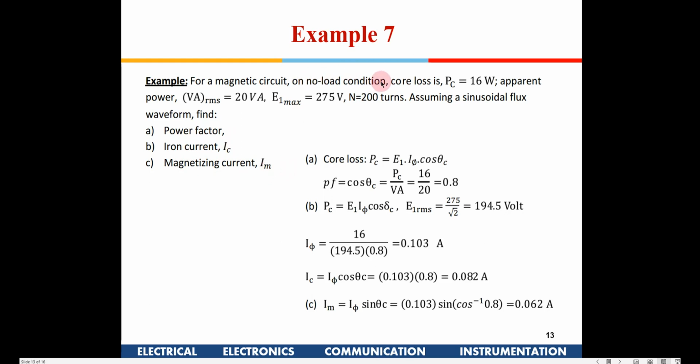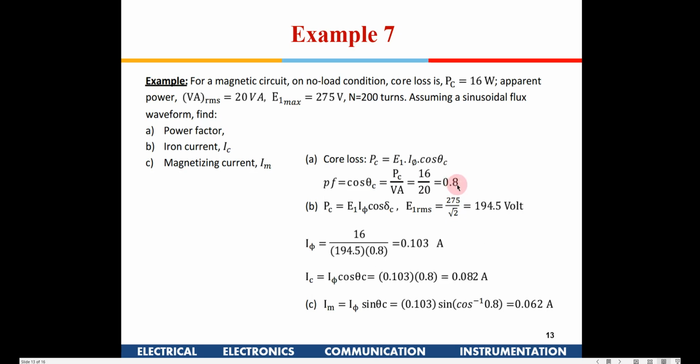So ideally, when we apply a voltage, no current should flow. But in this case, 16 watts of power is being dissipated. That is because of two components: the iron current and the magnetizing current. Iron current is going to be the in phase component, and magnetizing current is going to be the out of phase component. The apparent power is given as 20, and the core loss power is given as 16. So you can get the power factor: 16 divided by 20, you will get 0.8.